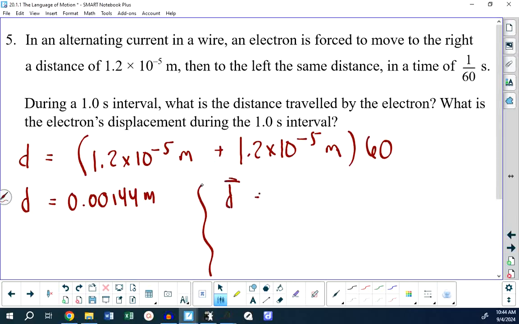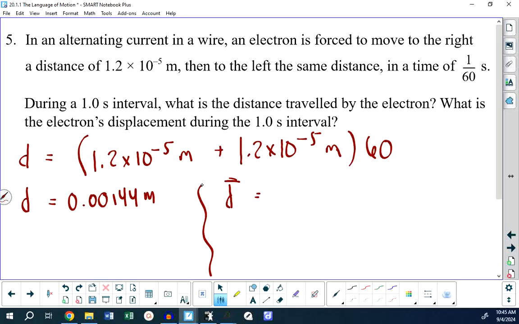Contrasted with the total displacement. Who can tell me who's already calculated the total displacement? It's a calculation you can pretty much do in your head. The electron goes back and forth. It's going to be 0.